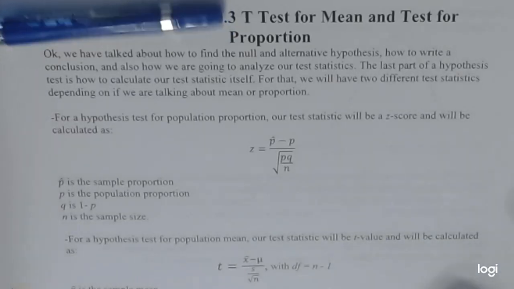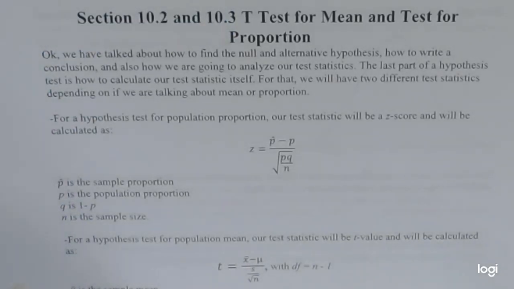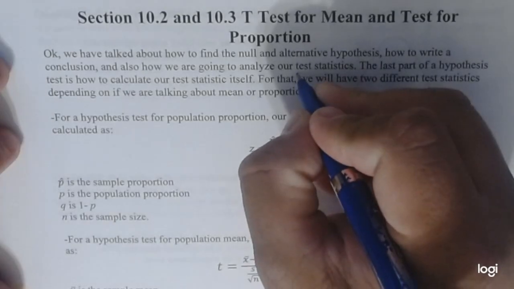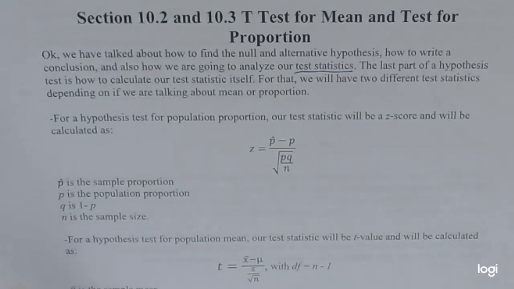So we talked about how to find the null and alternative hypothesis, which is step 1, and how to write the conclusion, which is your final step, step 3. Now we're going to analyze it, which is what step 2 is all about. So the question is, how do we find the test stat? That's what we're going to be dealing with in this section.